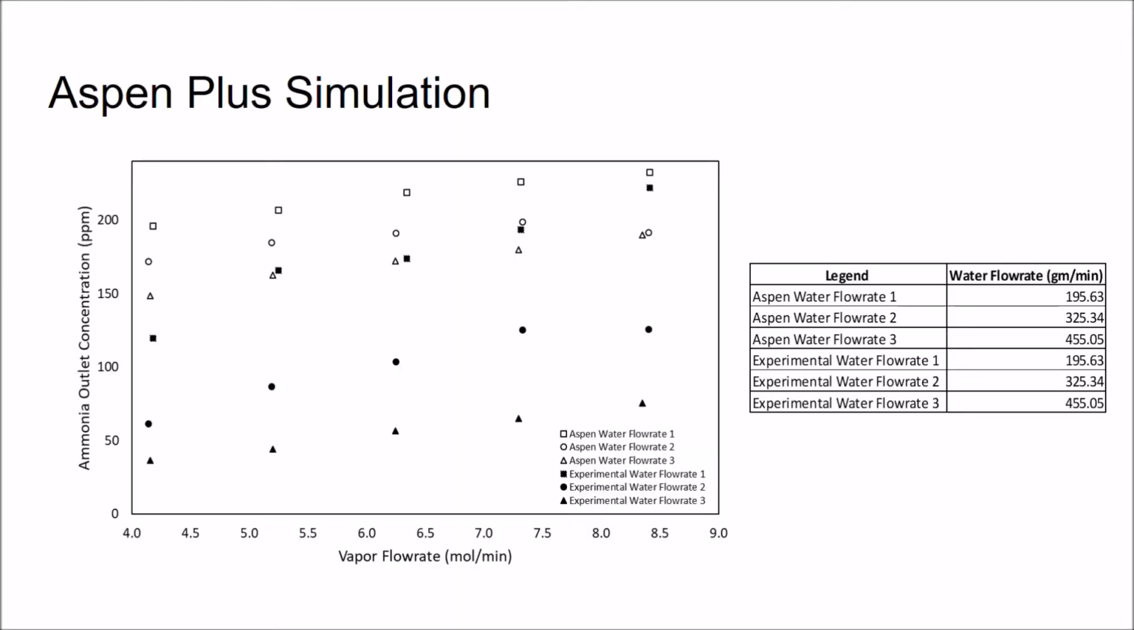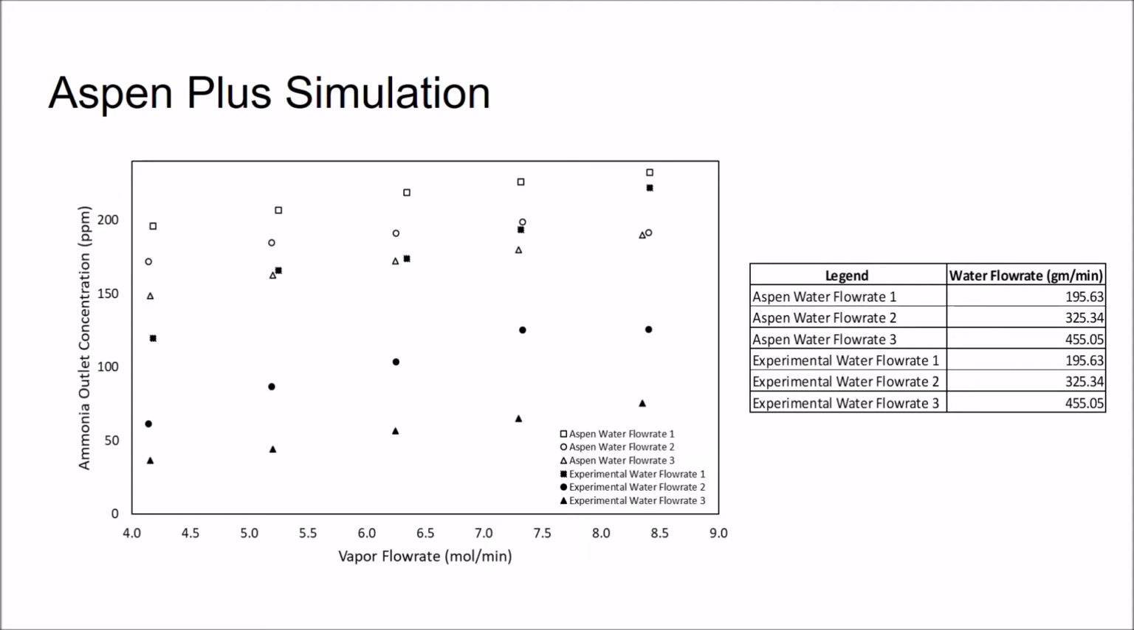Each of the runs was simulated in Aspen Plus and was compared to the experimental data. The outlet ammonia concentrations as a function of vapor and water flow rates for both the experimental and simulated cases can be seen in this figure. Even though the simulated and experimental values differ from each other, they both follow the same expected trends. Ammonia outlet concentration decreases as vapor flow rate decreases and as the water flow rate increases.